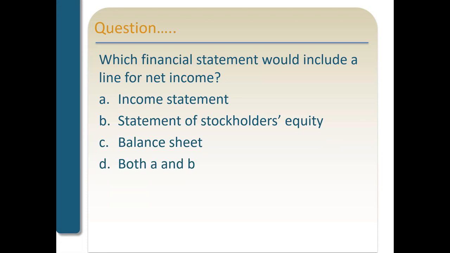Anyone else? A and B. It would include the income statement has a line for net income and the statement of stockholders' equity has a line for net income.